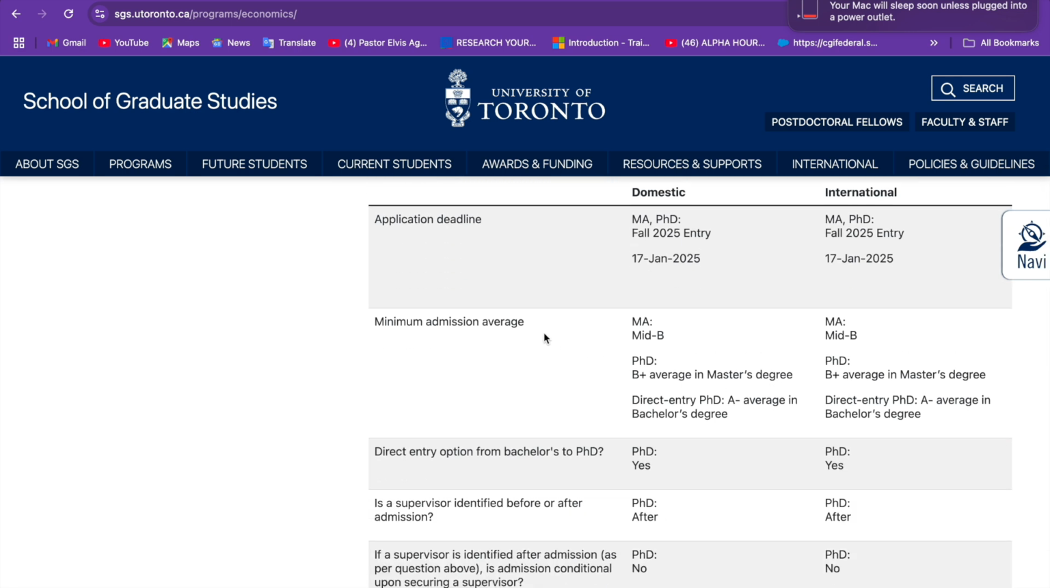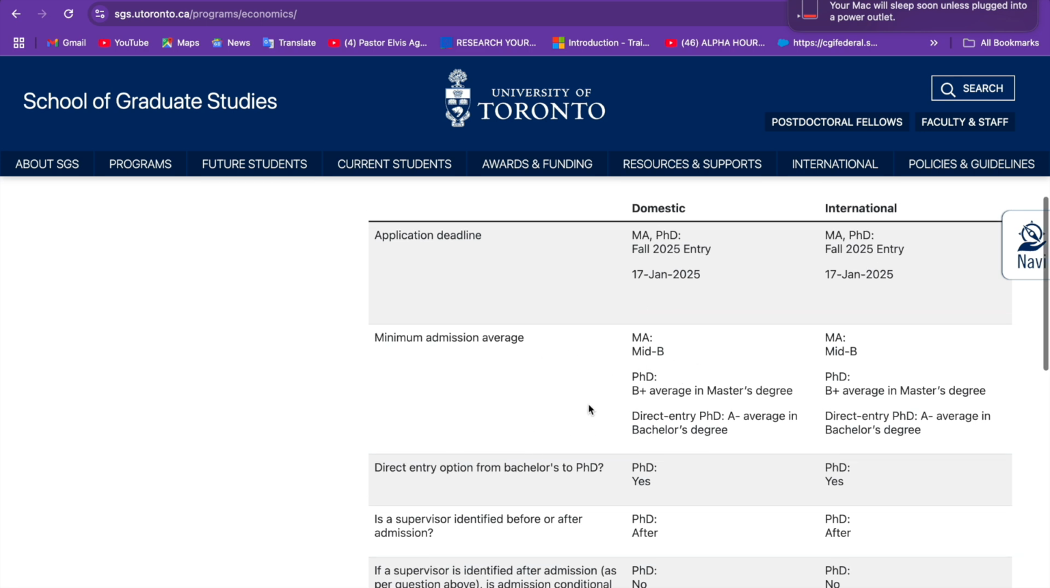At minimum admission average requirement, MA. So if you are domestic and you want to apply for MA, which is masters, you need mid B. B is like 3.0 everywhere. So if you want to apply for masters, you need 3.0 for the master's program. The same thing if you are international. If you need PhD, B plus. B plus is not A, so it is still not first class. It's still 3.0 and above.